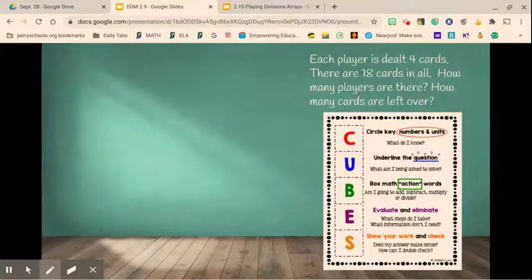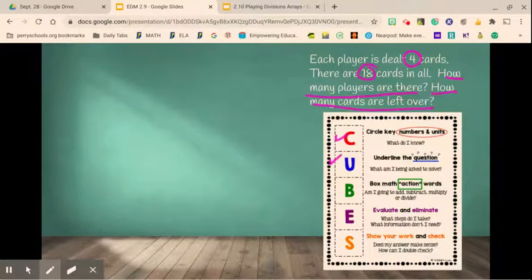All right, let's do another one. Each player is dealt 4 cards. There are 18 cards in all. How many players are there? How many cards are left over? So 4 cards and then 18 cards. Again, I have 2 questions. How many players are there? How many cards are left over?